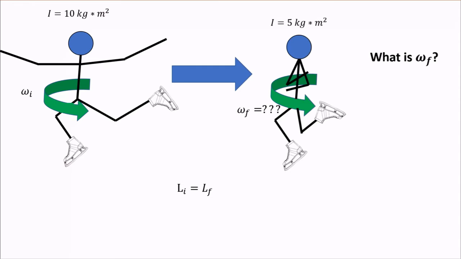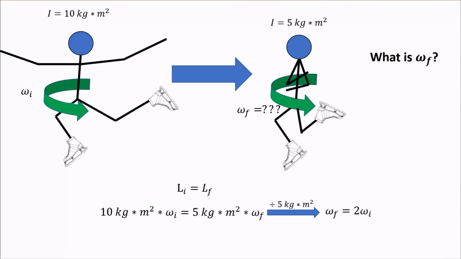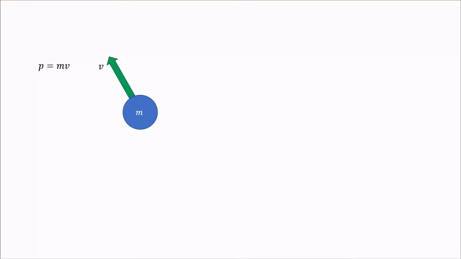Initially, her angular momentum is 10 kilogram meters squared times her initial angular velocity. After she tucks herself in, her angular momentum is 5 kilogram meters squared times her final angular velocity. Let's solve for the final angular velocity, since that is what we want to know. We just divide both sides by 5 kilogram meters squared, which results in this expression. Final angular velocity equals double the initial angular velocity. By tucking in, we see that she spins twice as fast. Great! We have seen how to use conservation of angular momentum to solve some real problems.